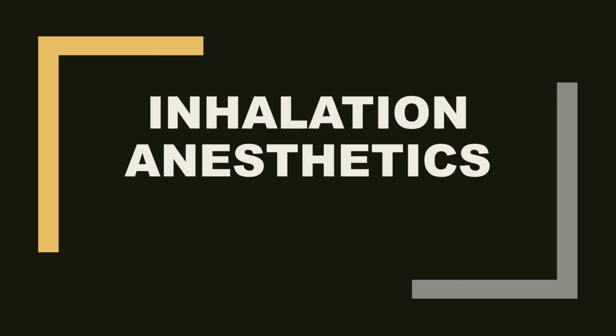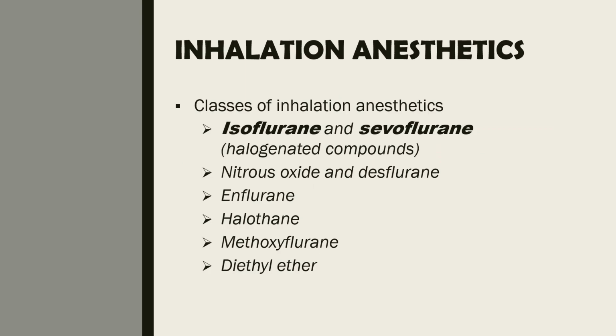So in this lecture, we are now going to discuss those agents that will maintain anesthesia, and these are the inhalant anesthetics. These are the examples of our inhalation anesthetic agents. So we'll start with our halogenated compounds, isoflurane and sevoflurane. These are in bold letters, meaning that they are the two inhalant anesthetics that we most often use in small and large animals.